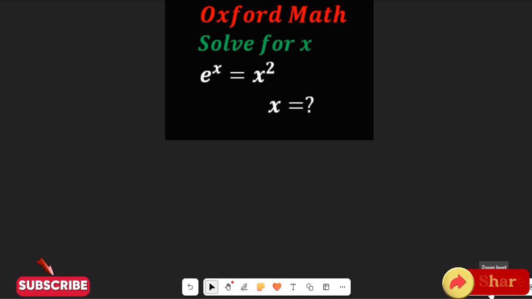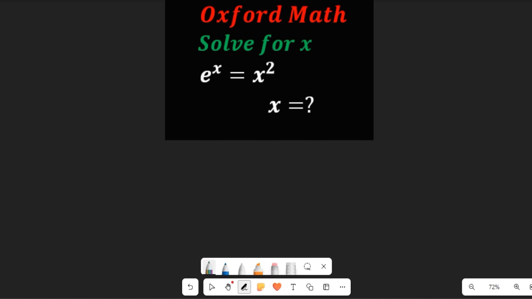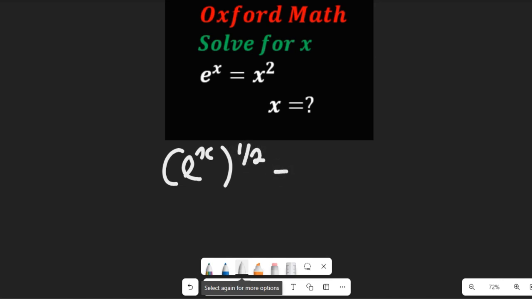Remember that if we want to render the right hand side to be equal to x, one simple thing we need to do is to raise both sides to the power of 1 divided by 2. Once we do that, this expression becomes x to the power of x, all to the power of 1 divided by 2, and this will be equal to x to the power of 2, all to the power of 1 divided by 2.